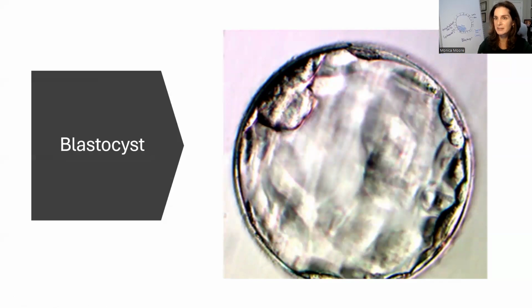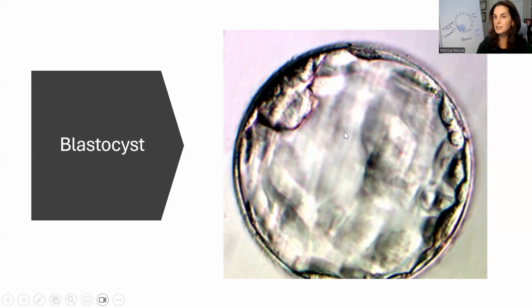So this is a blastocyst, and it's what I tried to draw on the board there. The blastocyst consists of an inner cell mass, which will become the baby, trophoblast cells, which are going to become the early placenta, and what's called a blastocele cavity. So even though you can't tell in this picture, there are hundreds of cells here.